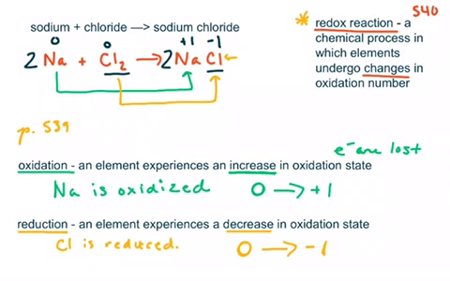Now, if we're thinking about this in terms of electrons, since electrons are negative, if the oxidation state is becoming more negative, then that means that in reduction, electrons are gained.